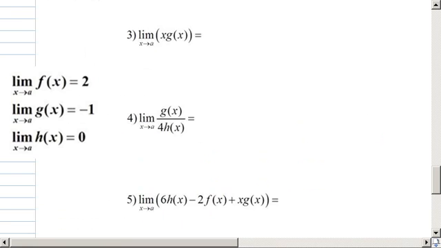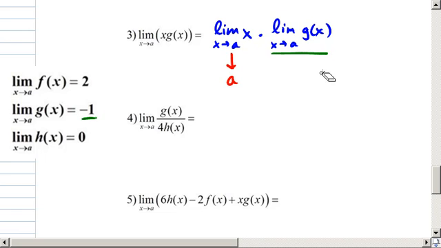Okay, here's 3 more to look at. So on this first one, we split it up like so. From our theorems, we know that this part of it is a, and from our given information, we know that this part is equal to -1. So the result of this problem is -a.